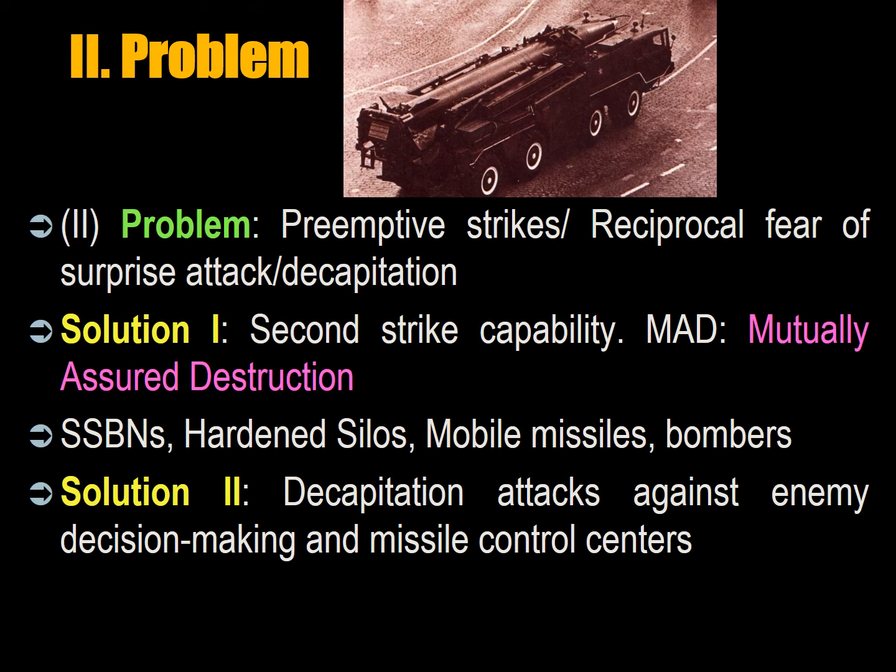The second solution is to have decapitation attacks against enemy decision-making and missile control centers. So, instead of being concerned about instability, this strategy is simply to have a military solution and destroy the enemy before they can launch. It doesn't solve the problem of the mutual fear or reciprocal fear of surprise attack.